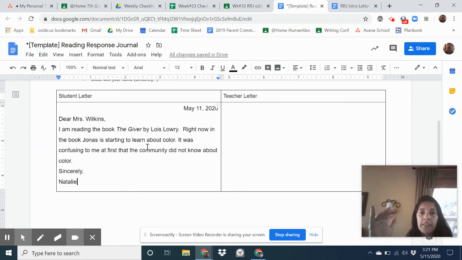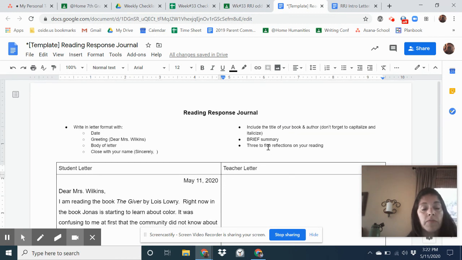Now, obviously, if you're writing three to five reflections, it's going to be longer. And then I will use this side over here to respond back to you. I like to have it side by side. It makes it easier for me so that I can read your letter and then respond to your reading on that side. It's a really good conversation piece for me to learn about your reading, and also for you to hear my thoughts about your book. So I look forward to reading your letter.